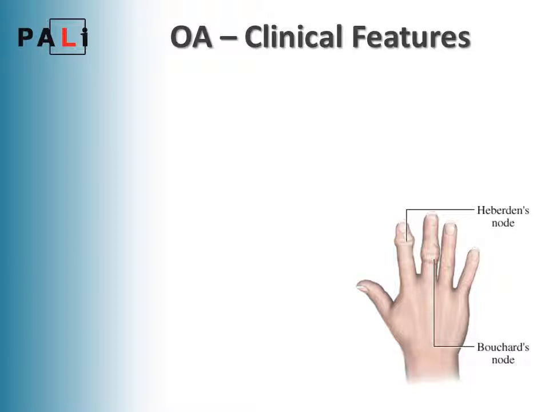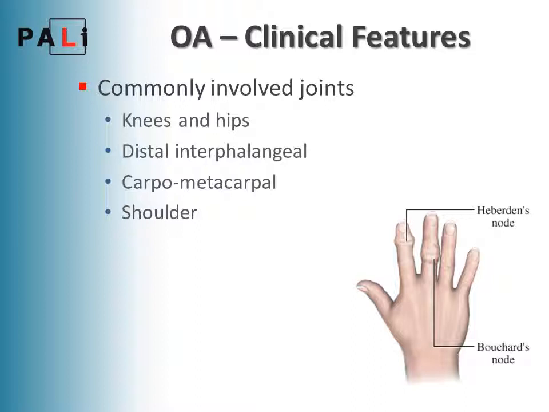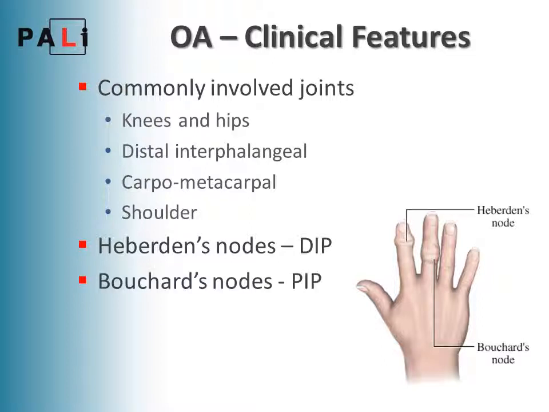Some very characteristic clinical features of osteoarthritis. In the bottom right picture here we've got Heberden's nodes of the distal interphalangeal joints and Bouchard's nodes of the proximal interphalangeal joints. But the most commonly involved joints are the knees and the hips. Obviously you take a lot of strain through them and weight, and you load them all the time, walking upright. Your distal interphalangeals, your carpometacarpals and your wrist, and also your shoulder joints are also commonly involved. And as I said, your Heberden's nodes are your distal interphalangeal joints. You get bony deformity and overgrowth, and your Bouchard's nodes are of your proximal interphalangeal joints.